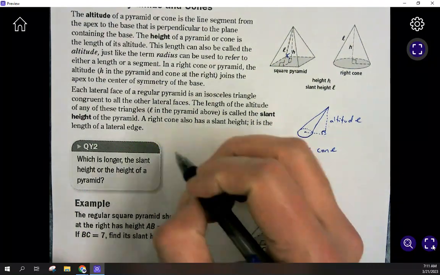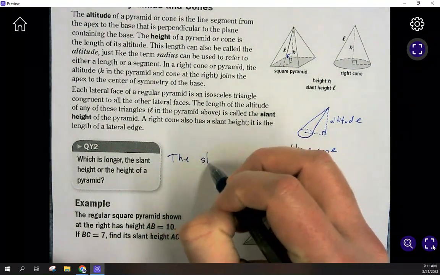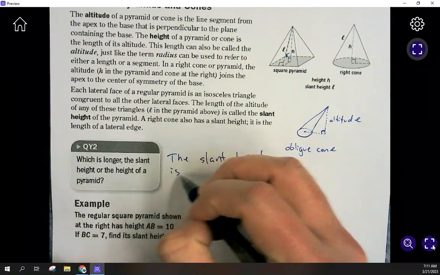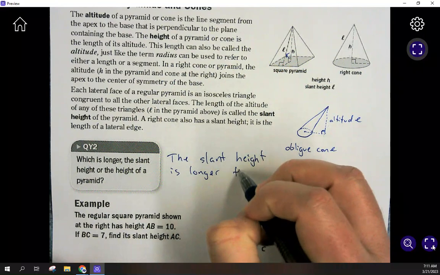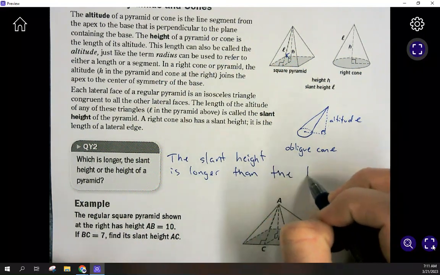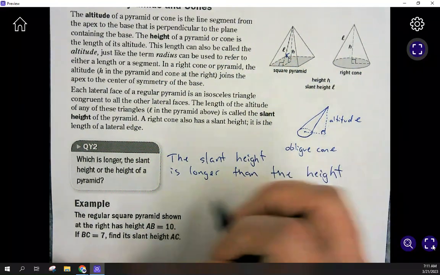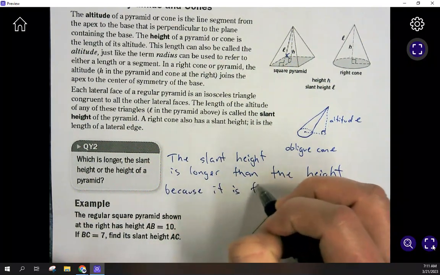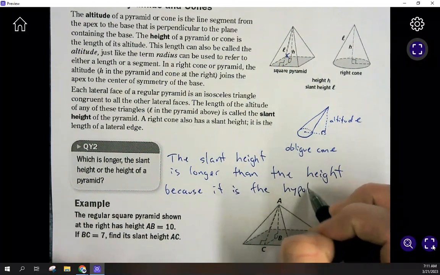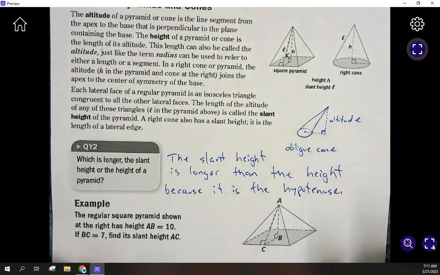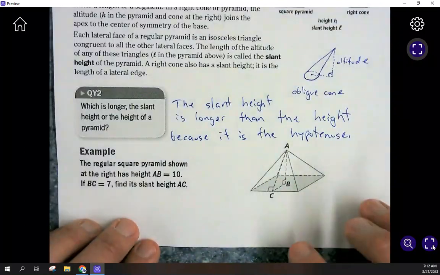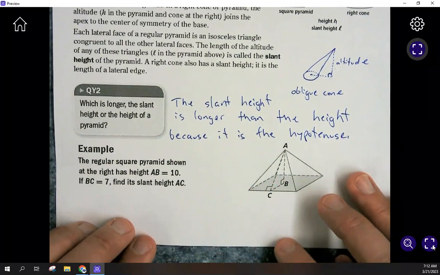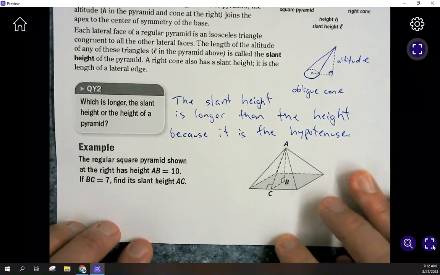So to answer this question, the slant height is longer than the height, because it is the hypotenuse. It's across from the biggest angle, it's across from the 90. Therefore, the slant height must be bigger than one of the legs of that right triangle, so it is going to be longer than the height of the pyramid.